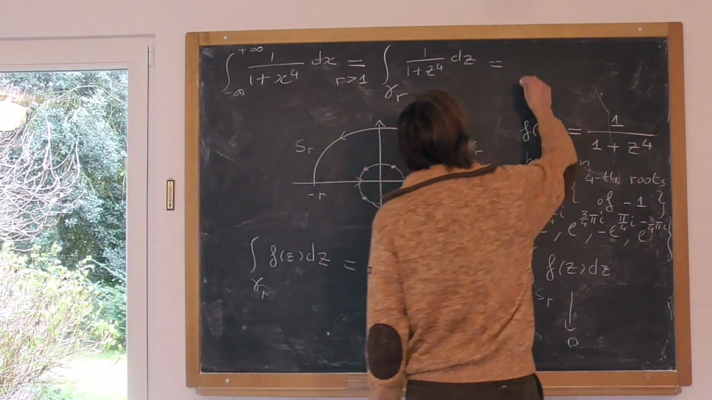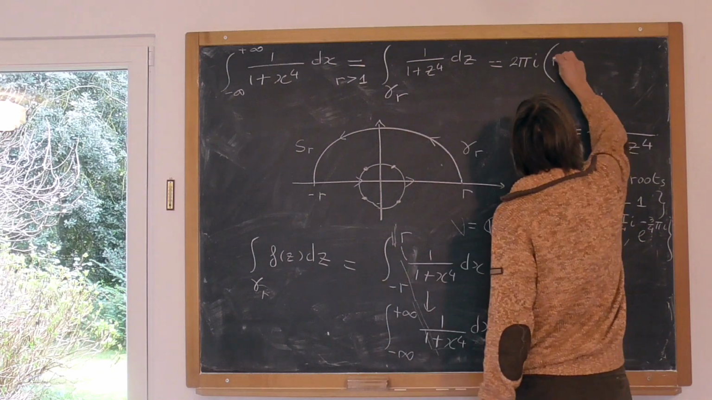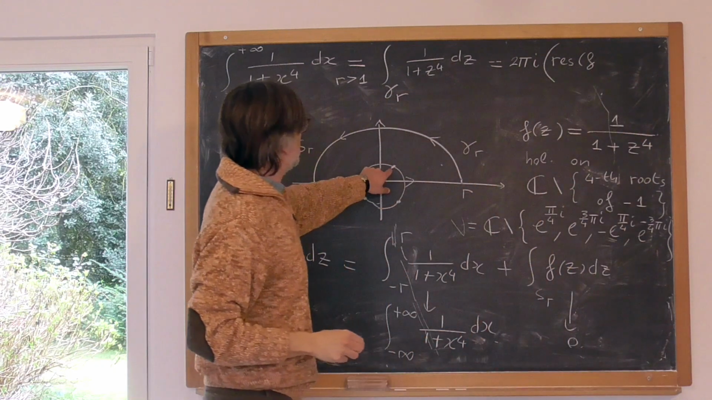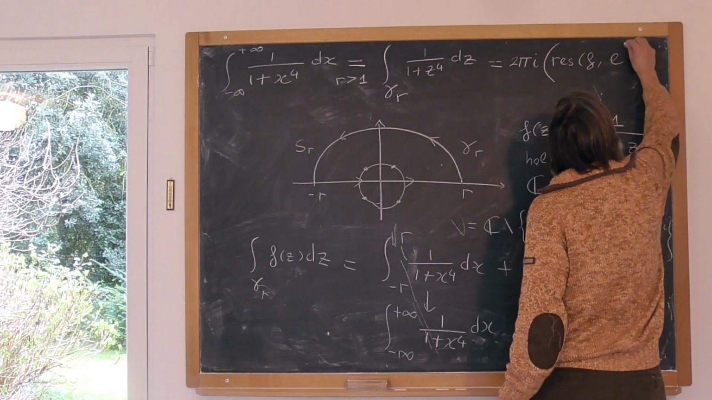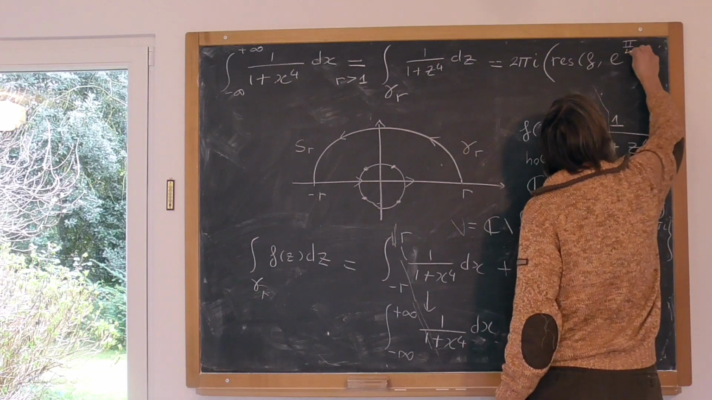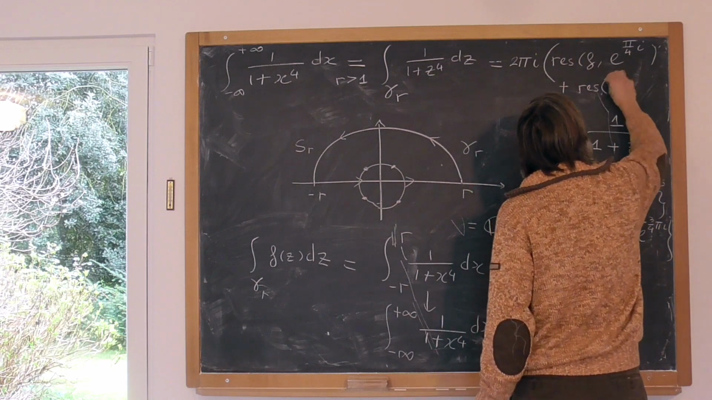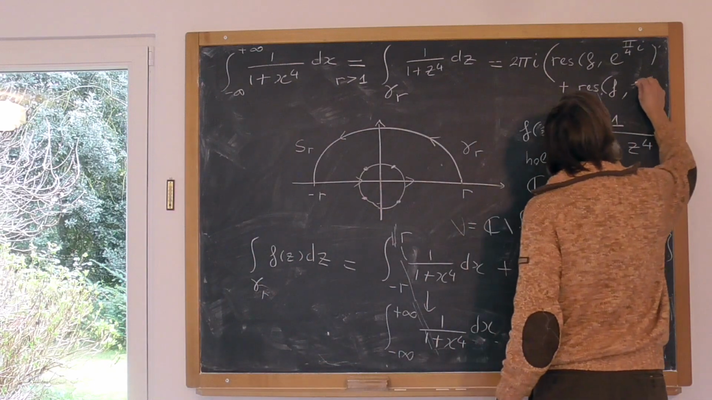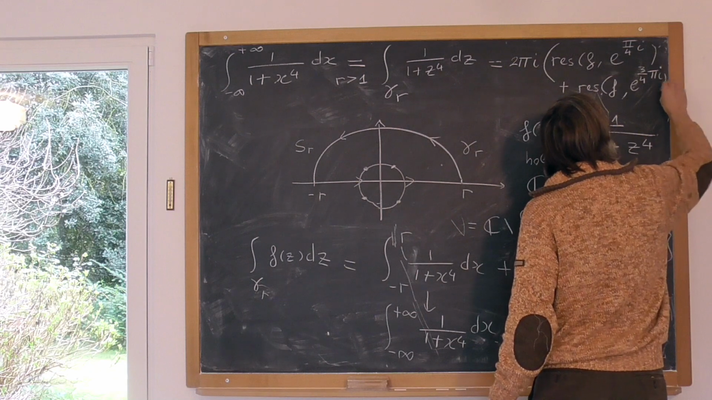So this is 2 pi i times the residue of the function f at this pole, e to the iπ/4, plus the residue of the function f at this other pole, e to the 3iπ/4.